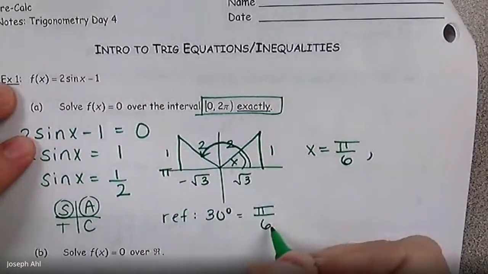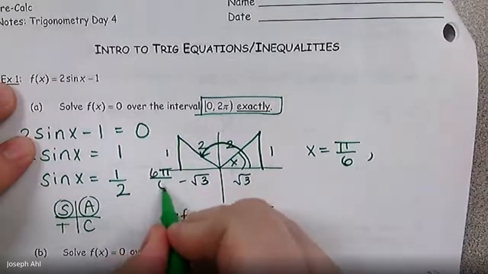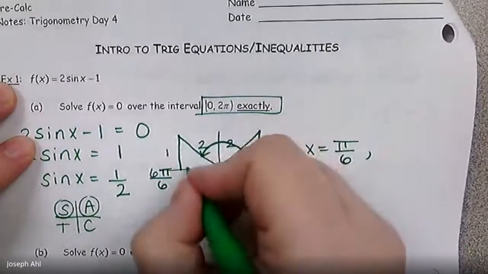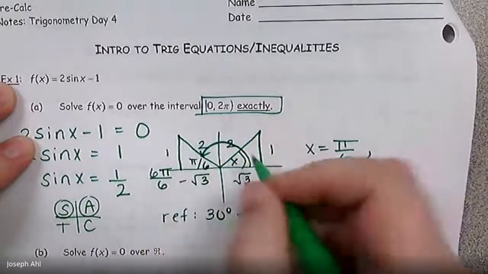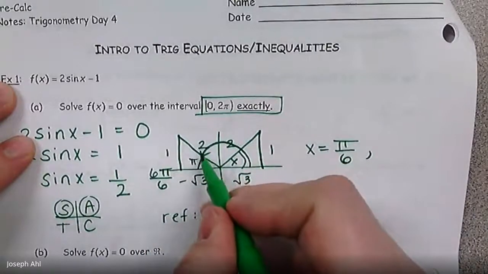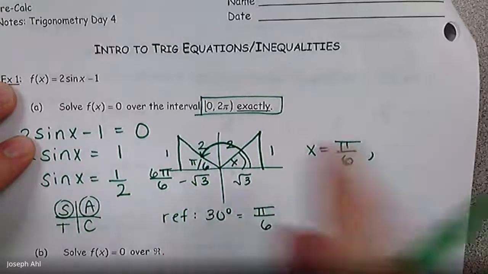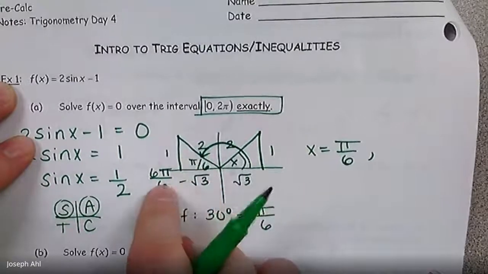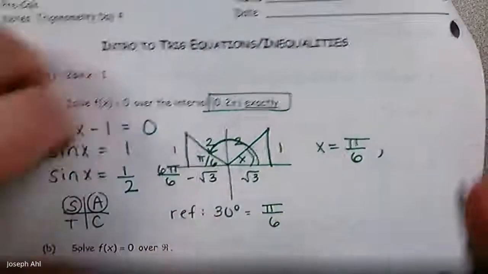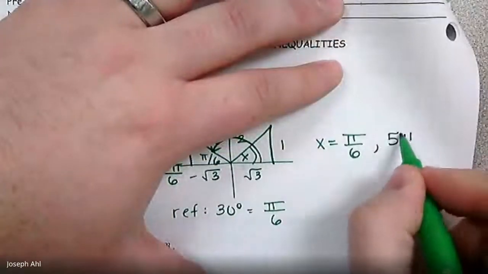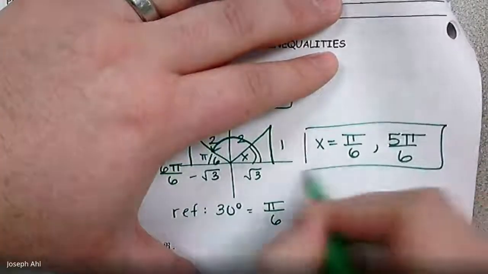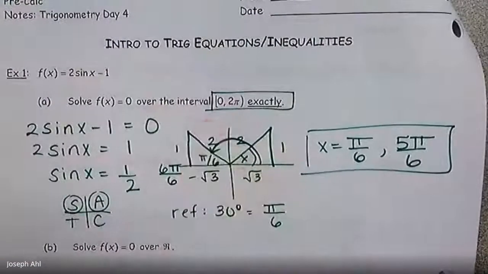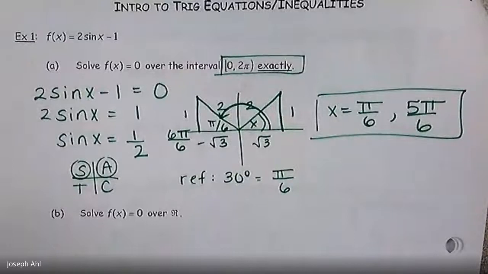With a denominator of 6, this would be 6 pi over 6. So if the reference angle in here is pi over 6, how far did I go before I got to the rest of the pi over 6 that completes 6 pi over 6? In other words, take halfway and subtract out the reference angle of pi over 6. 6 pi over 6 minus 1 pi over 6 is 5 pi over 6, which is the other answer. And those are the two solutions on the interval from 0 to 2 pi.